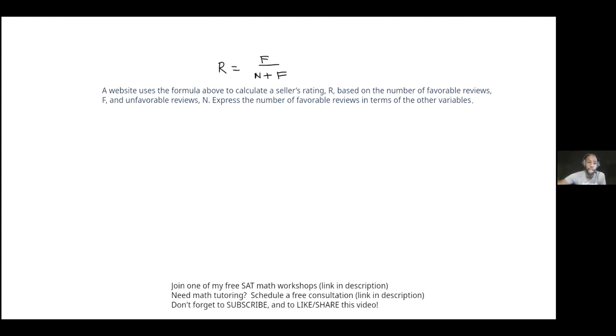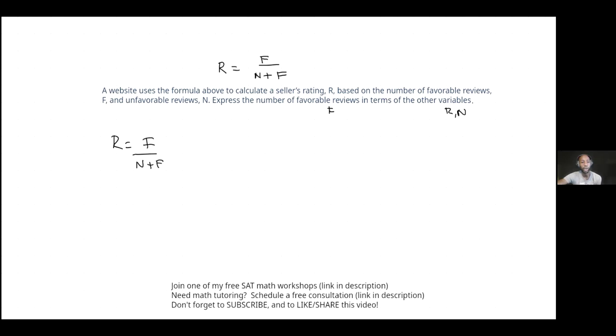All right. So let me rewrite here. R equals F over N plus F. So you want to express a number of favorable reviews, that's F, in terms of the other variables. So the other variables are R and N. So in other words, all this is saying is solve for F. Okay. That's all it's saying. Or find F in terms of R and N.